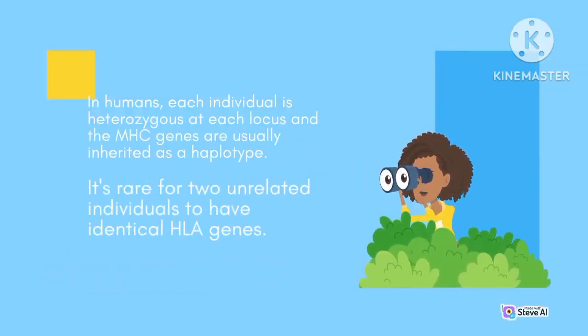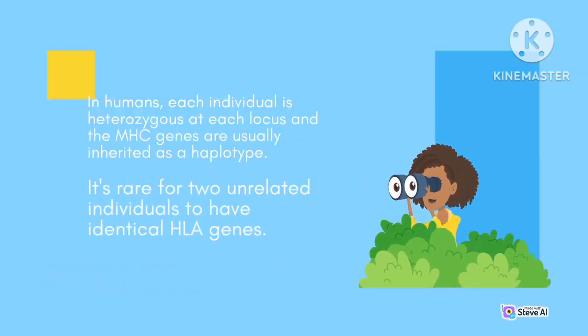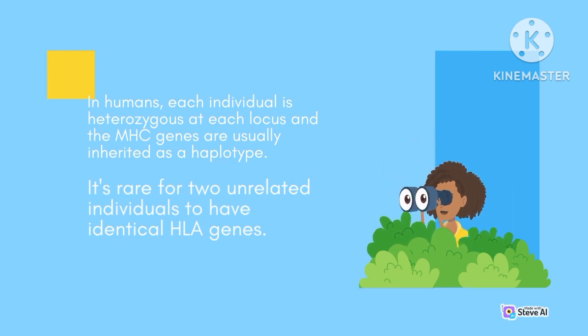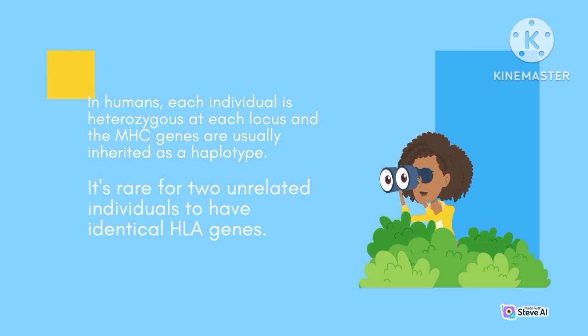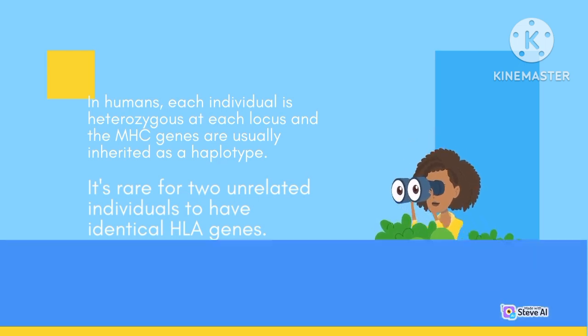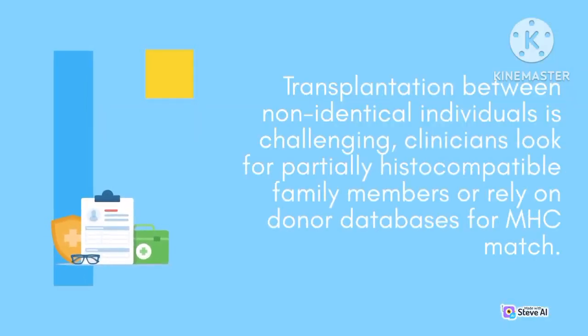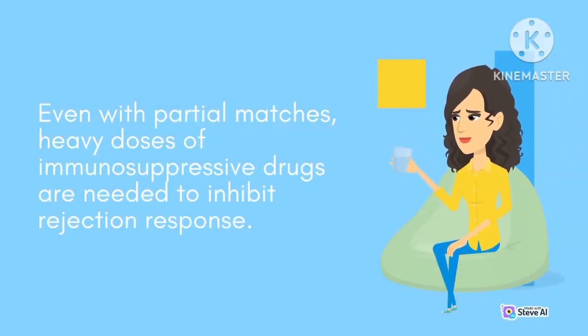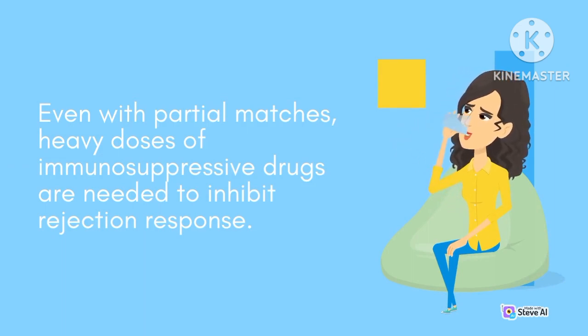In humans, each individual is heterozygous at each locus and the MHC genes are usually inherited as a haplotype. It's rare for two unrelated individuals to have identical genes. Transplantation between non-identical individuals is challenging. Clinicians look for partially histocompatible family members or rely on donor databases for MHC match. Even with partial matches, heavy doses of immunosuppressive drugs are needed to inhibit rejection response.